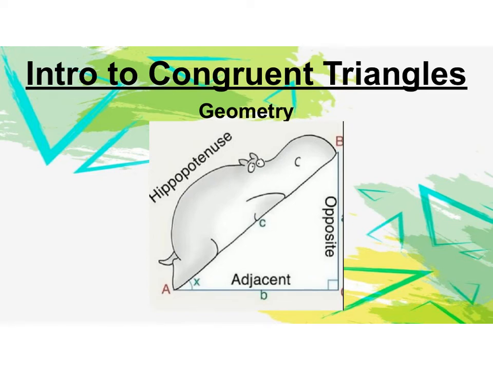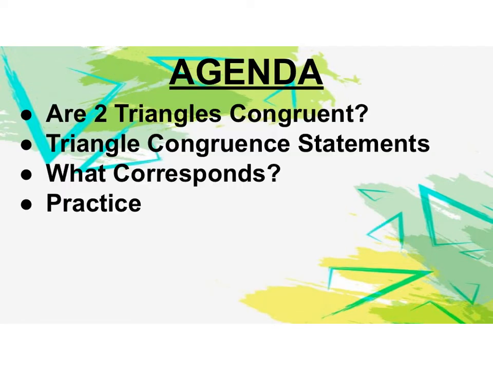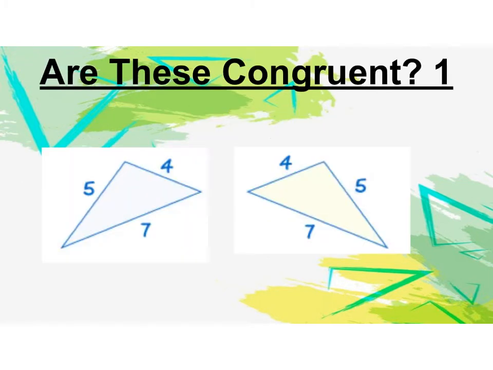Here's our introduction to congruent triangles. Here we have a hippopotamus, so they're calling it a hypotenuse. So you can remember that that's really called the hypotenuse. On our agenda, we're going to go through some pictures and see if two triangles might be congruent to each other. We'll write congruent triangle statements. We'll see what corresponds, so which parts match up, and then we'll have some practice.